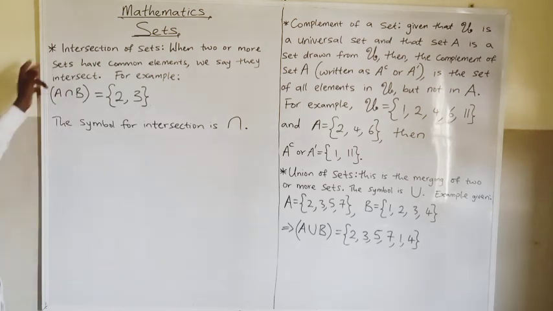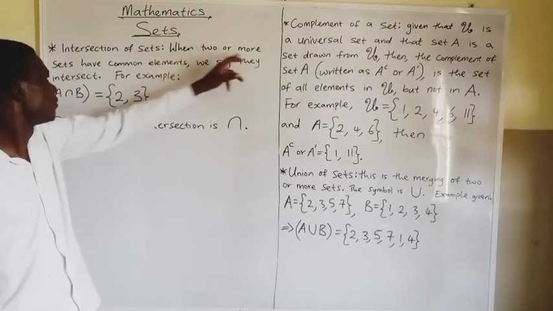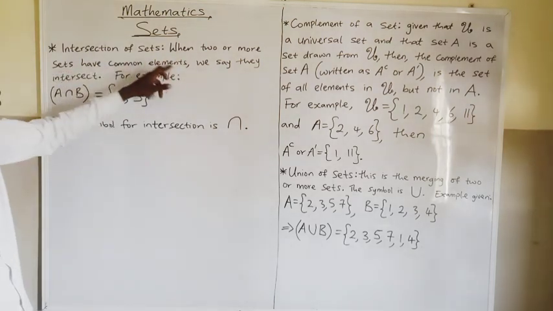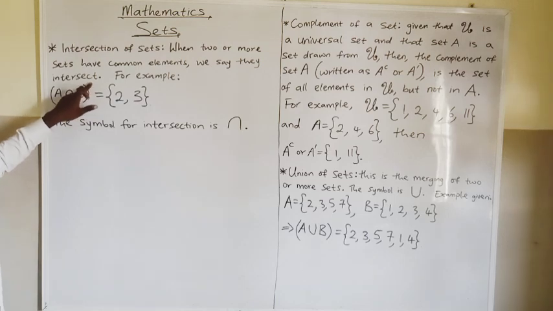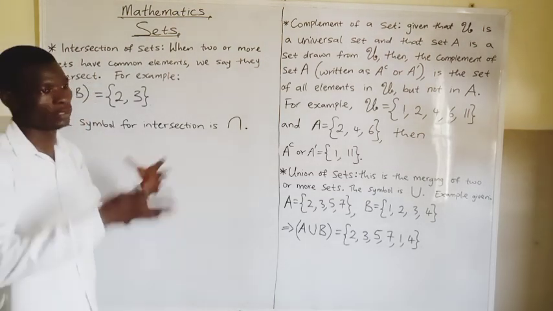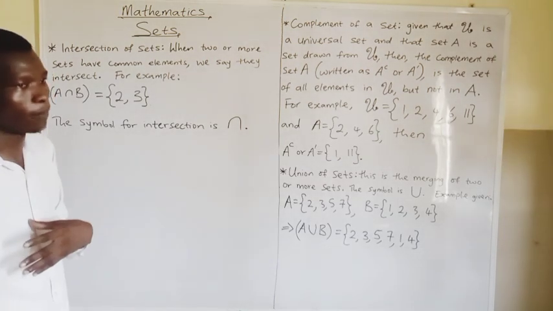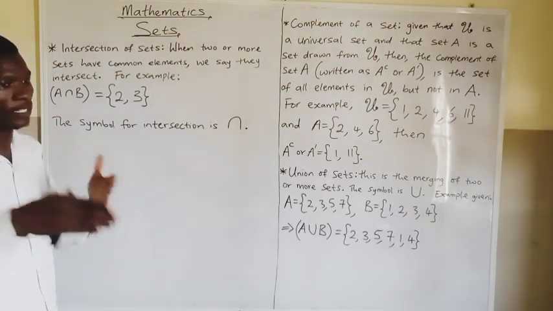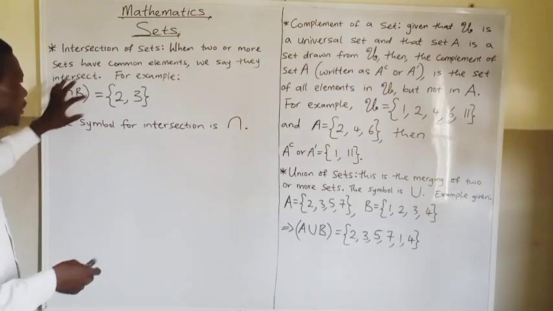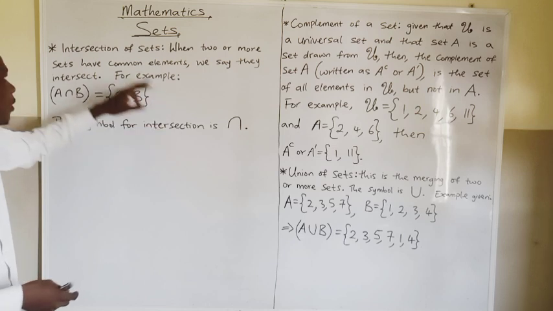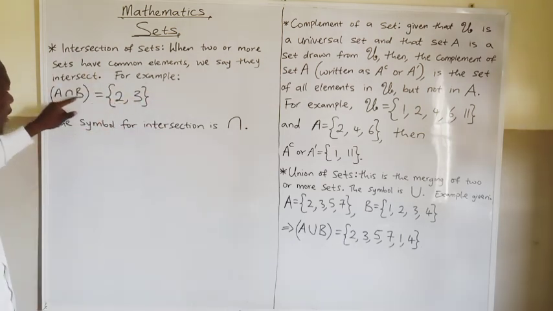Alright, so we move on to the intersection of set. So what is the intersection of set? When two or more sets have common elements, we say they intersect. So when you have two different sets, or 3 or 4 different sets, and every member of every set A, B, and C, or D, has elements that are common, the listing of those elements is called the intersection of those sets. So we have A intersection B.